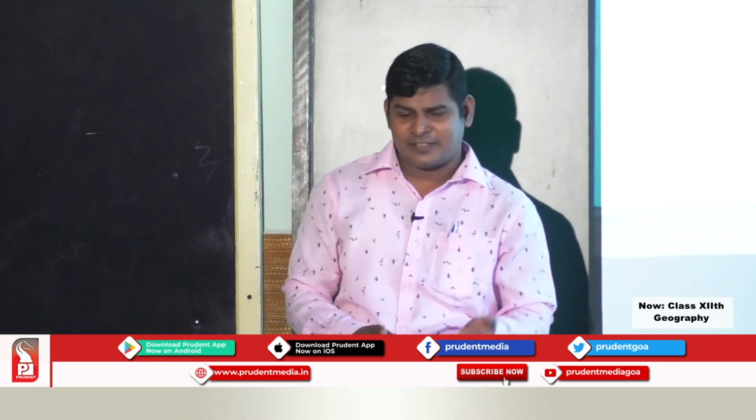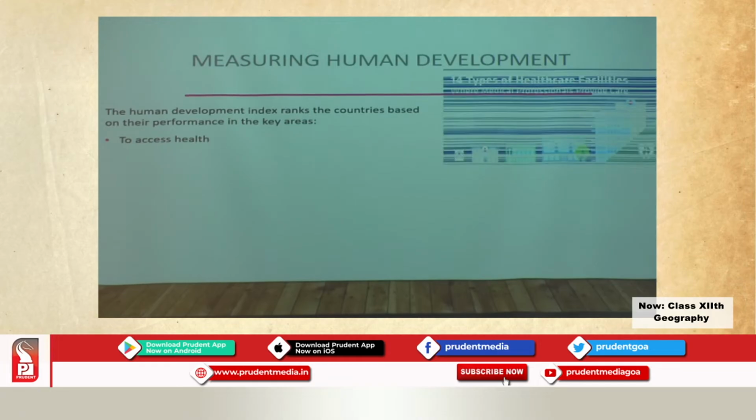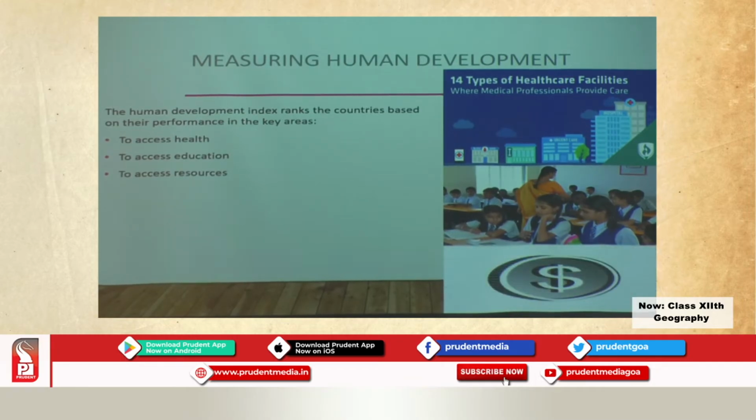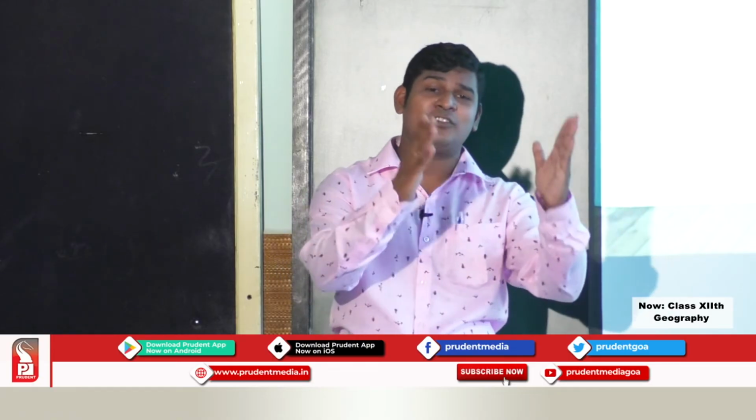So, the Human Development Index ranks the countries based on their performance in the key areas. These are the 3 key areas that you can see: healthcare, second, you can see an image, education, and the third one, access to resources. It is measured in terms of purchasing power in US dollars. You can see the symbol of that. Okay. So, you will find the score is going to be between 0 and 1.